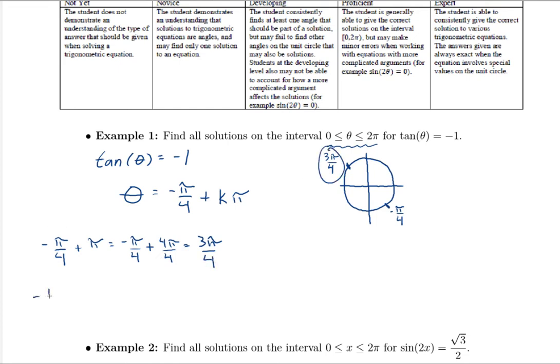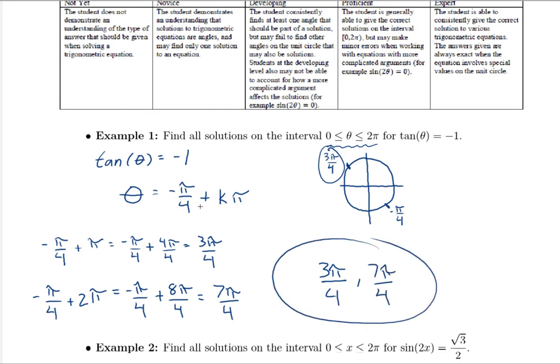All right, but what happens if I add 2 pi's, right? So let k equal 2. Then I'm taking -pi/4 plus 8pi/4, which is 7pi/4, which is almost 2 pi, but not quite. So our answer to this specific question is 3pi/4 and 7pi/4.